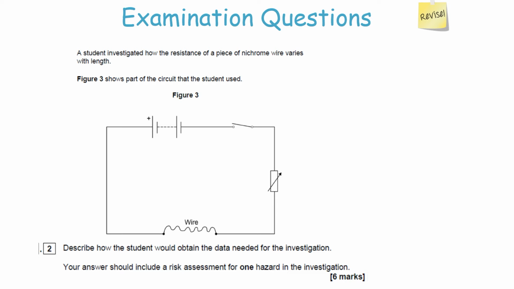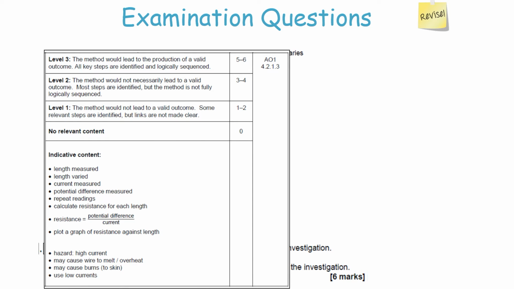And how are we going to get some accurate, reliable answers? And what is our hazard as stated in the question? So we're going to be measuring the length, and we vary our length, so give some standard values. So say 10 centimeters, 20, 30, 40, 50, 60, 70, 80 centimeters. You would then say you would measure the length with the ruler.